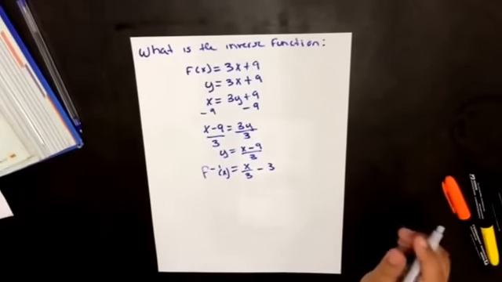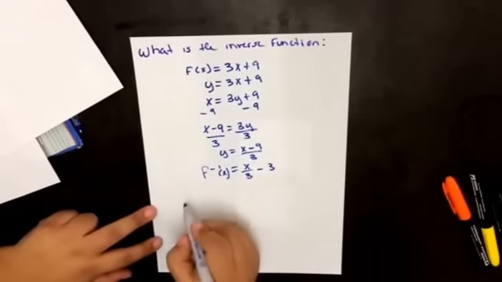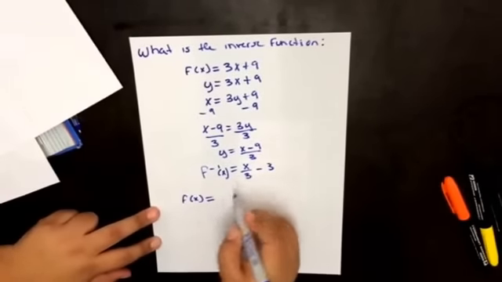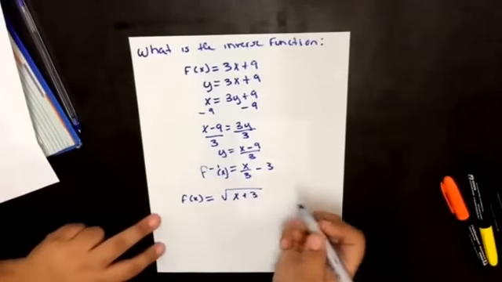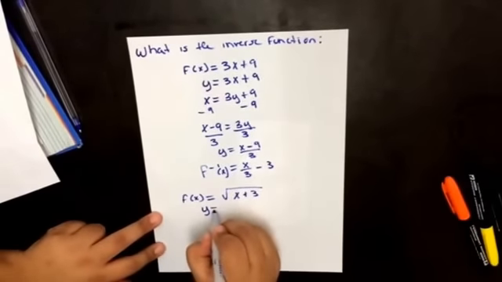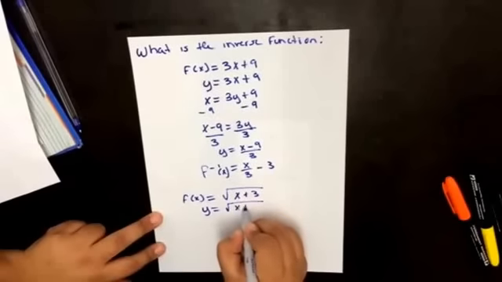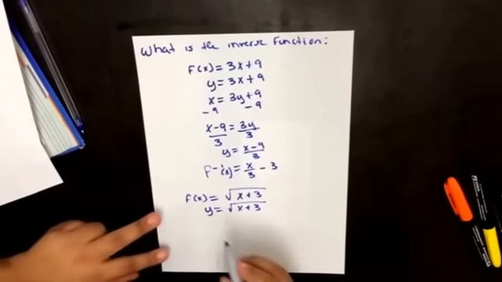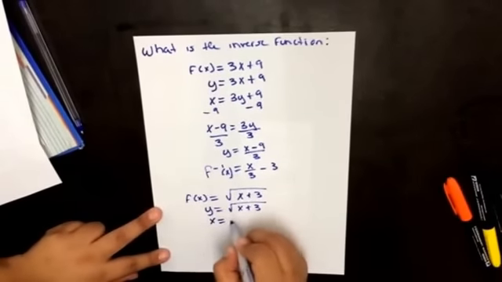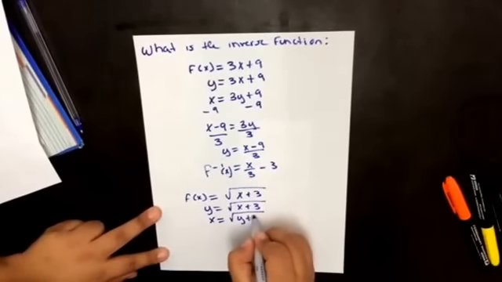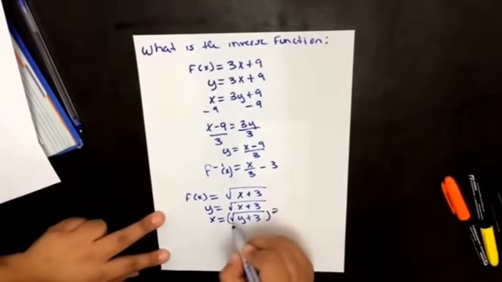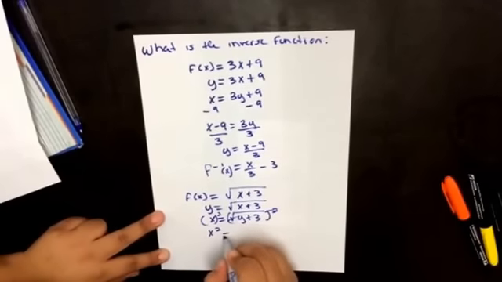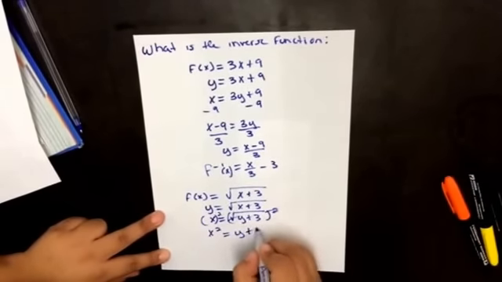Let's do another one. What if we have f of x equals the square root of x plus 3? So we want to rewrite it as y equals the square root of x plus 3. Now we want to switch our x and y's, so then x equals the square root of y plus 3. So to solve for y, we want to square both sides to get rid of the radical. So then we have that x squared equals y plus 3.